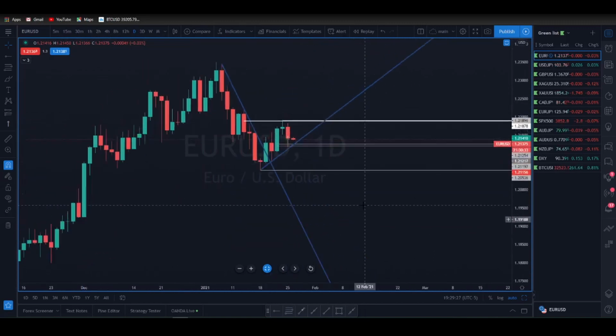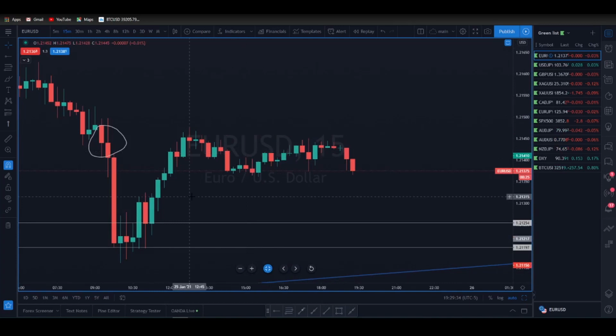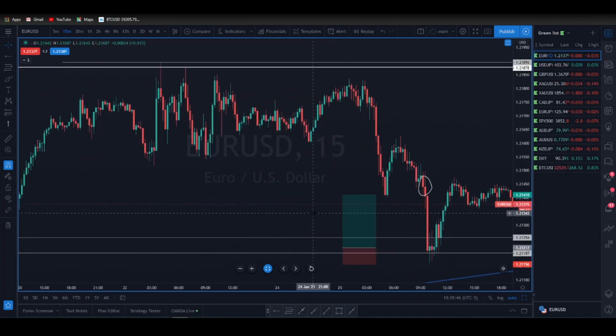I did take a scalp on this. I was watching this 1.21254 level. If you were watching last night's live stream on the Forex Weekly Outlook video, I specifically said that I would be watching that level. Now, when we came down into the level, we did close a 15-minute candle below.